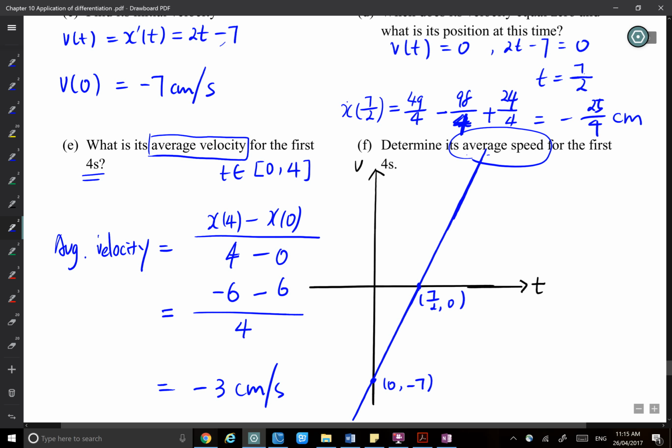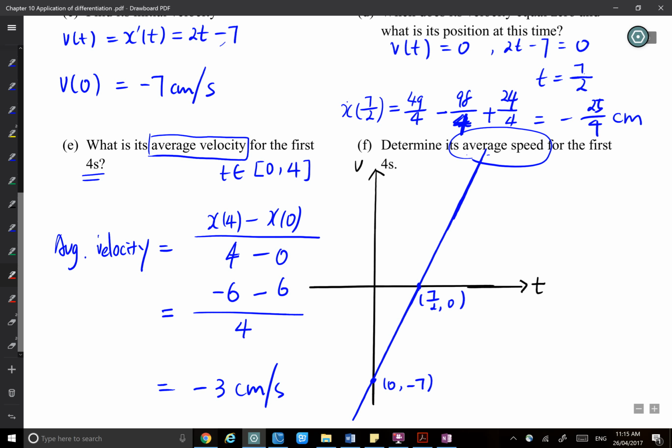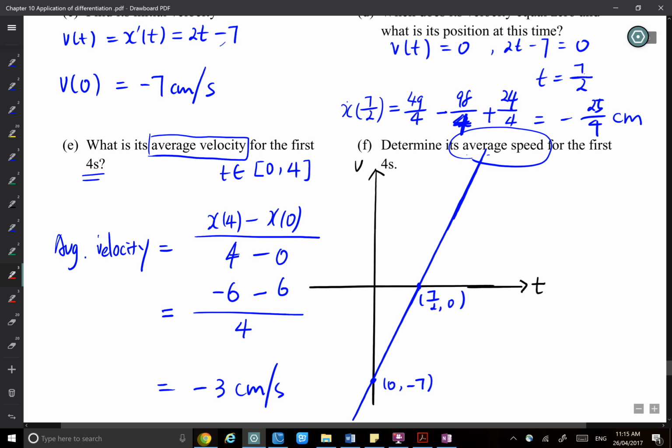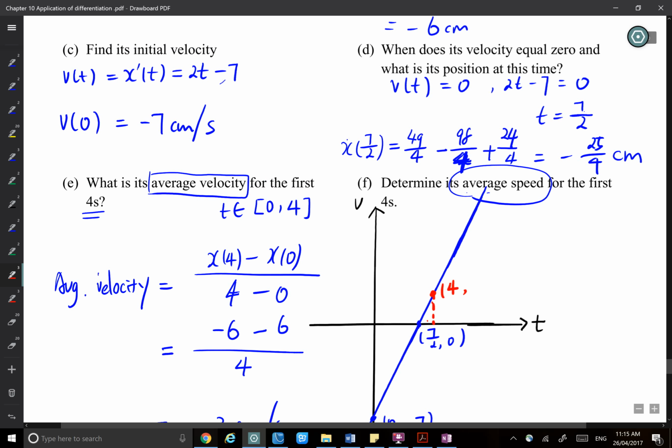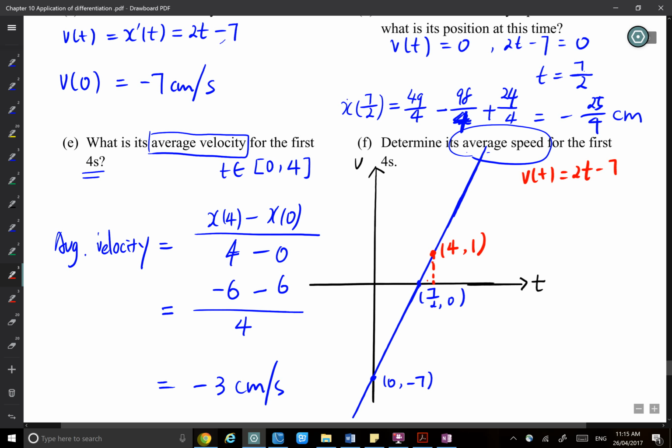Okay, let's have a look. Where is from 0 seconds to 4 seconds? Okay, that's 3.5, and 4 seconds will be here. So that will be the 4 seconds, the red point. Let's say t is 4, what is the velocity? Vt equals 2t minus 7. You put 4 in, you have 1. So that height is 1.